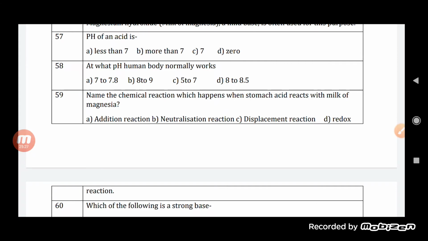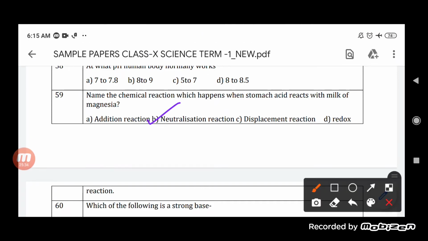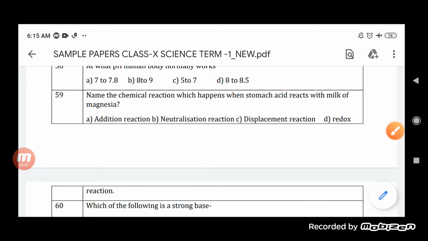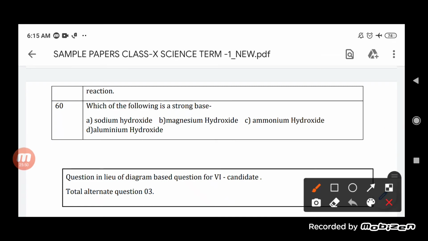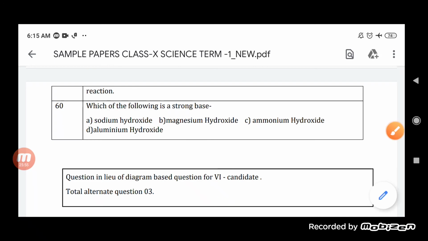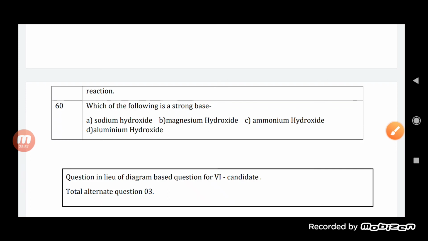You know that milk of magnesia is a base, so the reaction between an acid and a base is a neutralization reaction. Which of the following is a strong base? Sodium hydroxide, magnesium hydroxide, ammonium hydroxide, and aluminium hydroxide. Out of the four, sodium hydroxide is considered the strongest base. And I told you that for removing the excess acidity, the antacid is a mild base, not a very strong one. Okay.